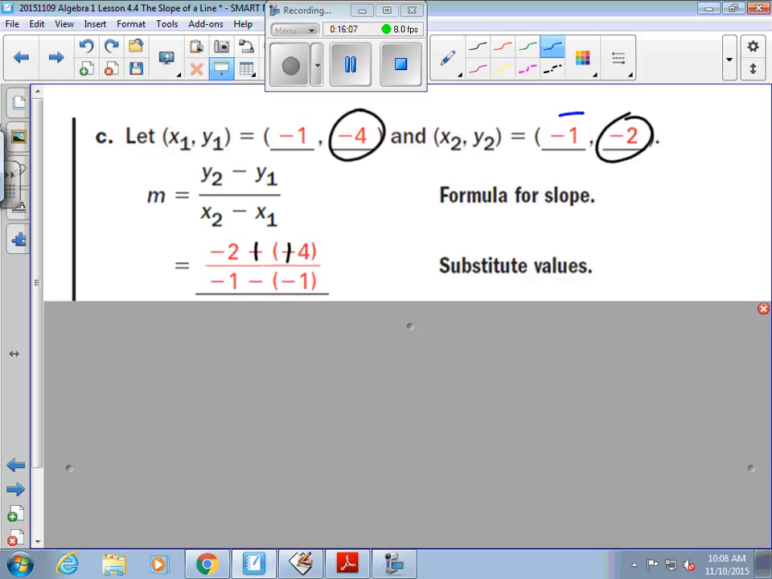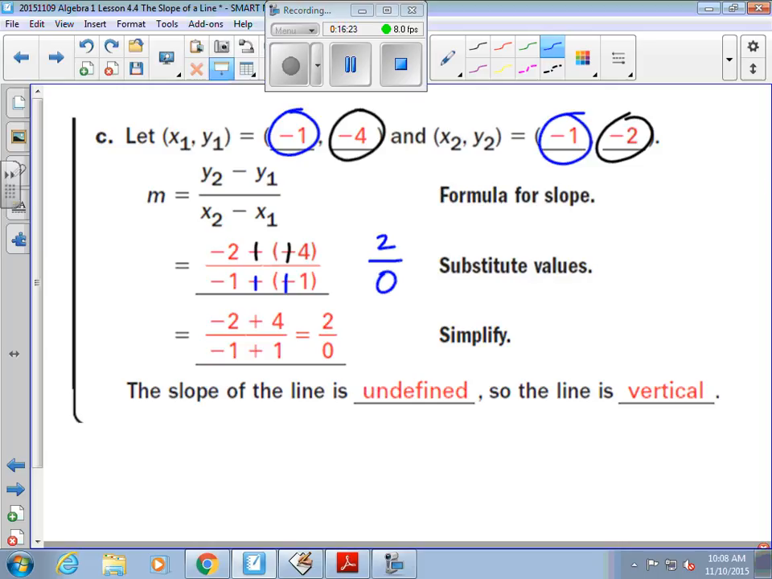Over x sub 2 is this one. Negative 1. Minus a negative 1. That's x sub 1. Again, plus a positive. Negative 2 plus 4 is positive 2. Negative 1 plus 1 is 0. Remember what happens when we have something over 0. Can't do that. It is a math no-no. It is undefined, and it is a vertical slope.